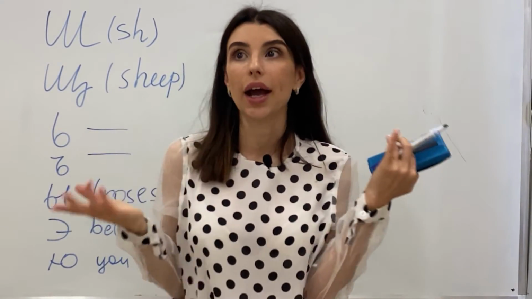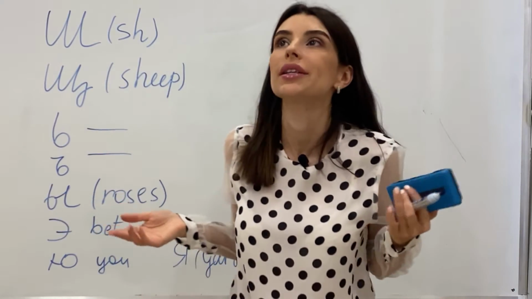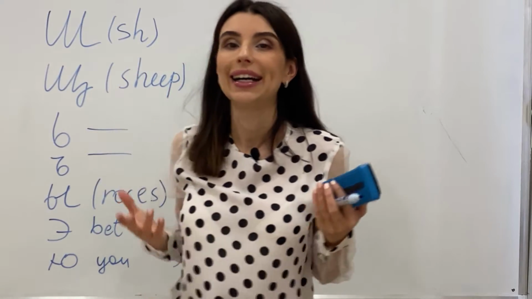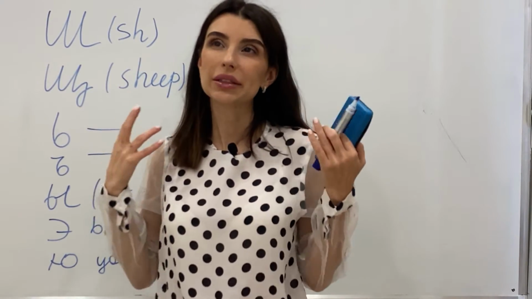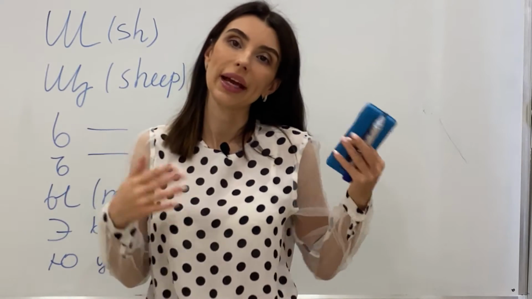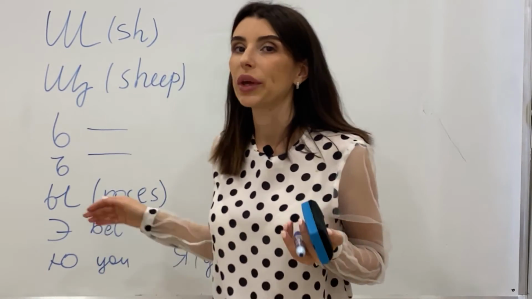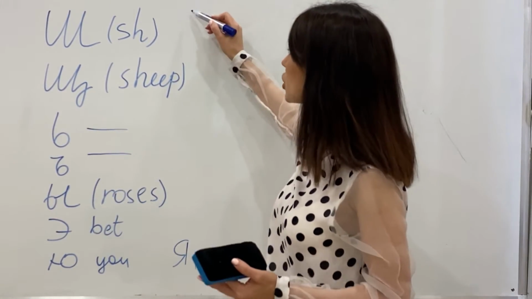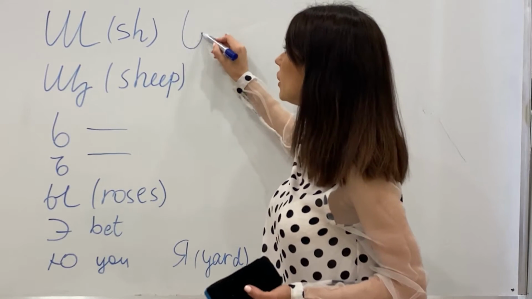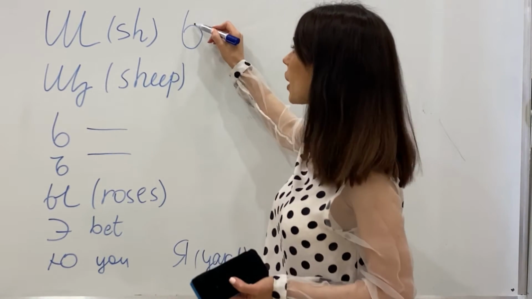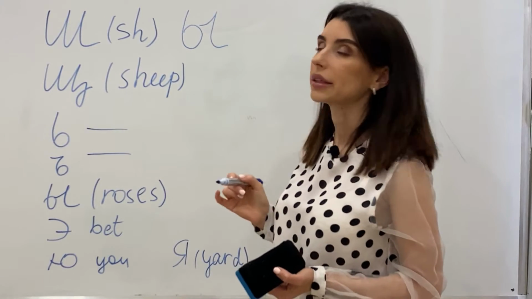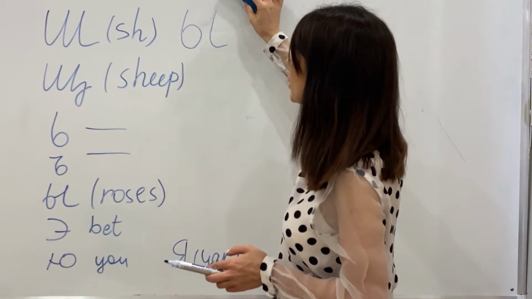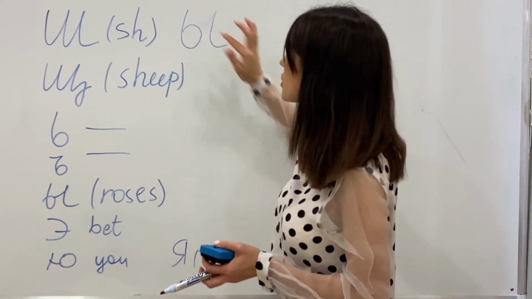Roses. I didn't find another word with this letter. Do you hear how it is? A bit different, like from another alphabet, but in Russian we have this one. Okay, let's show you how you can spell it. Like this and like this. So maybe you can see just this.